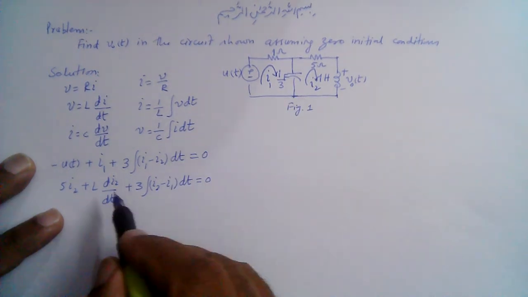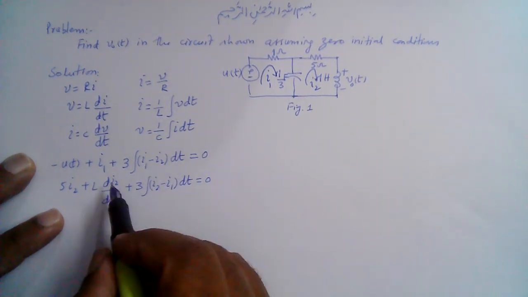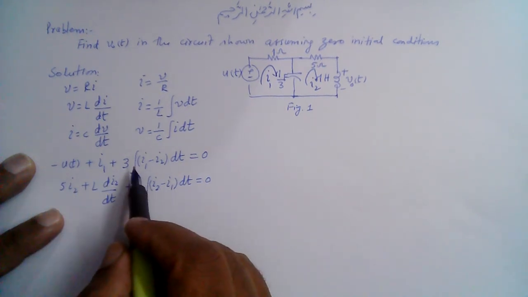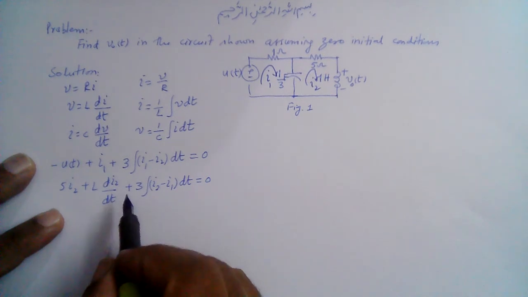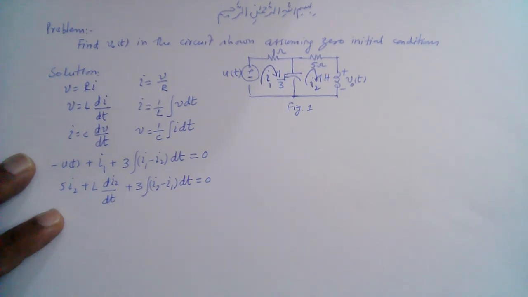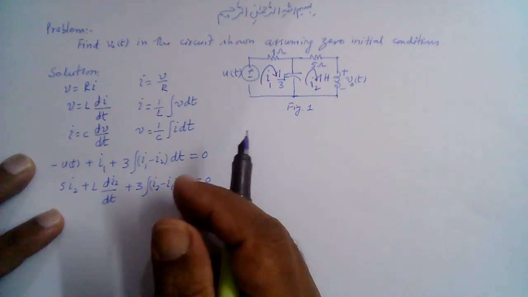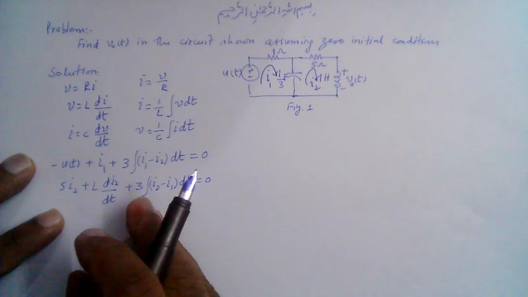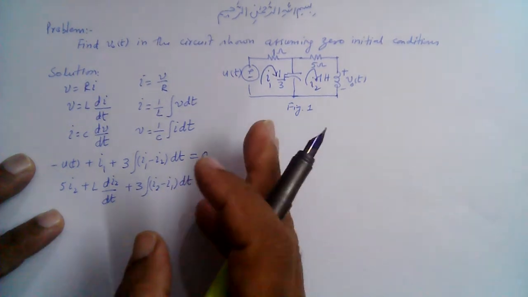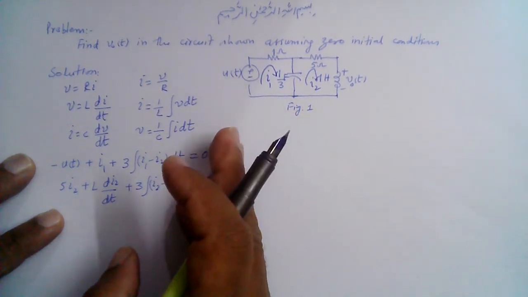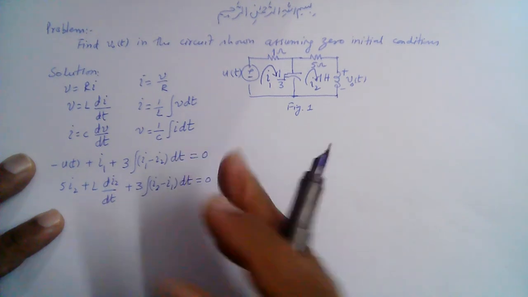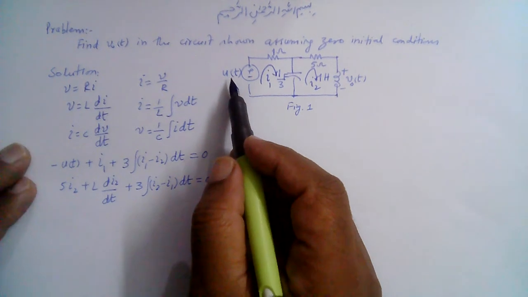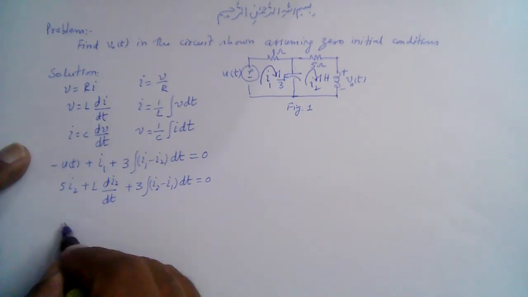You can see these will be second order equations. We need to differentiate to resolve the integral. So basically, the simultaneous solution of these integro-differential equations is difficult. That is the reason we transform the circuit from the time domain to the S domain using the Laplace transform. And note here that this u(t) is a step voltage. So we use the S domain solution.